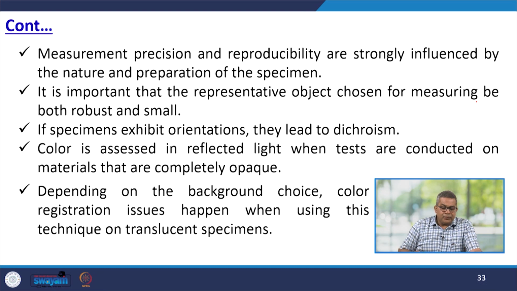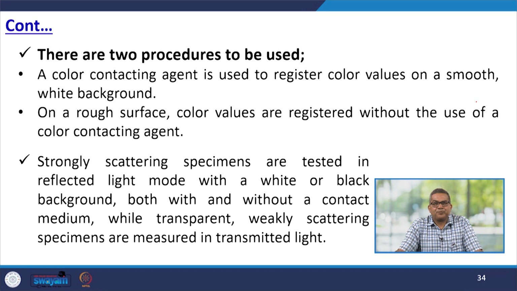Now, measurement precision and reproducibility are strongly influenced by the nature and preparation of a specimen. It is important that the representative object chosen for the measuring be both robust and small. If the specimens exhibit orientations, they lead to dichroism. Now, color is assessed in reflected light when tests are conducted on materials that are completely opaque. Depending on the background choice, color registration issues happen when using this technique on a translucent specimen.